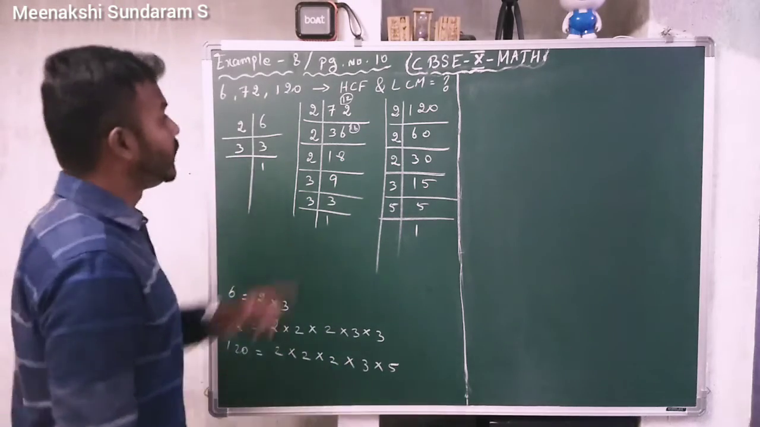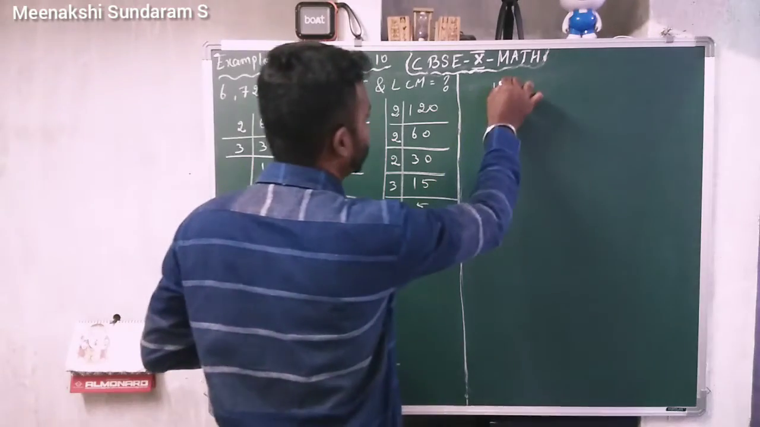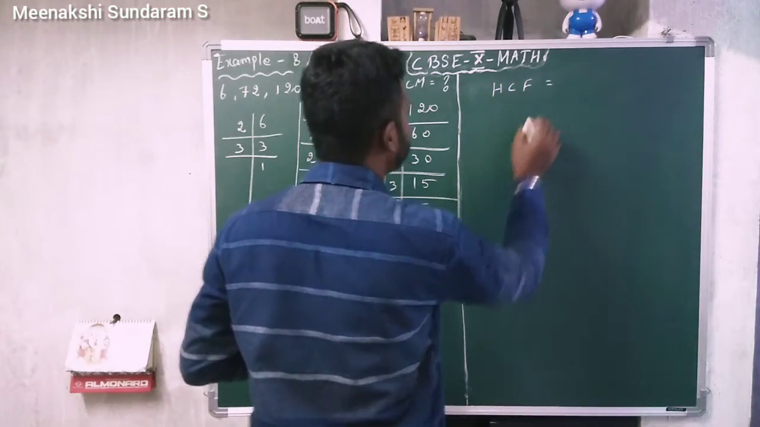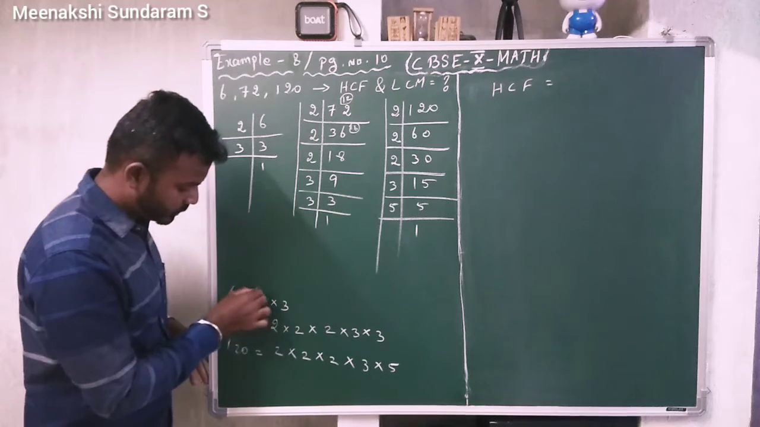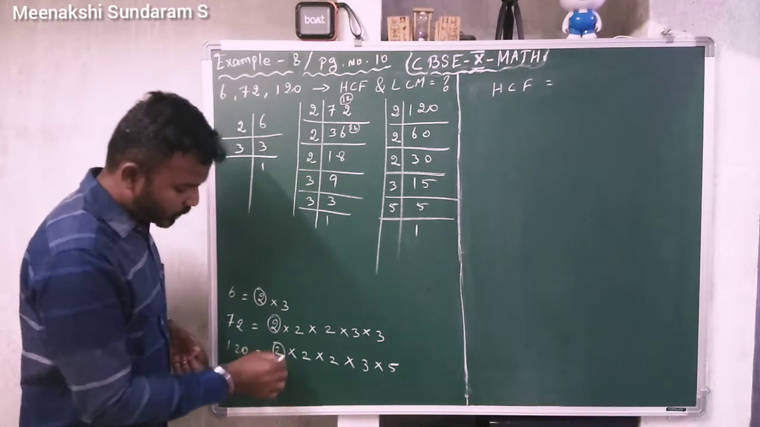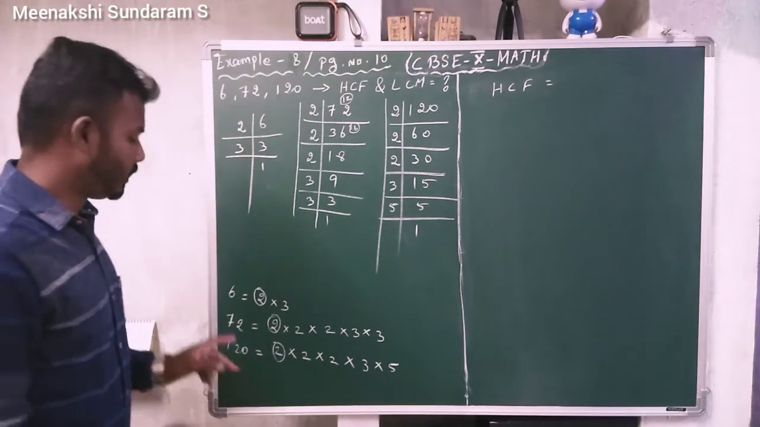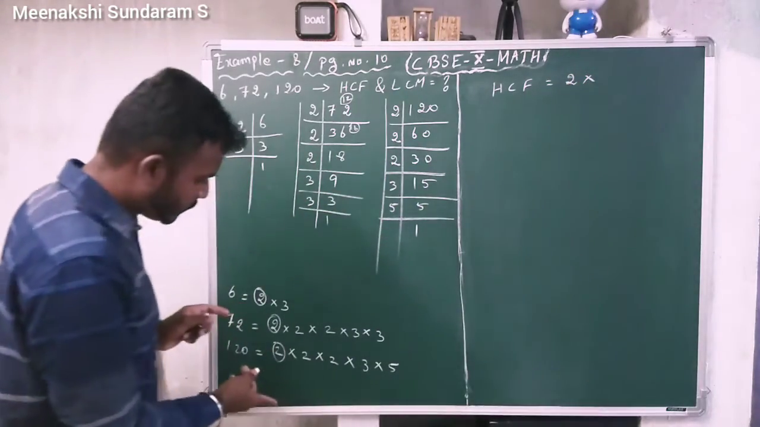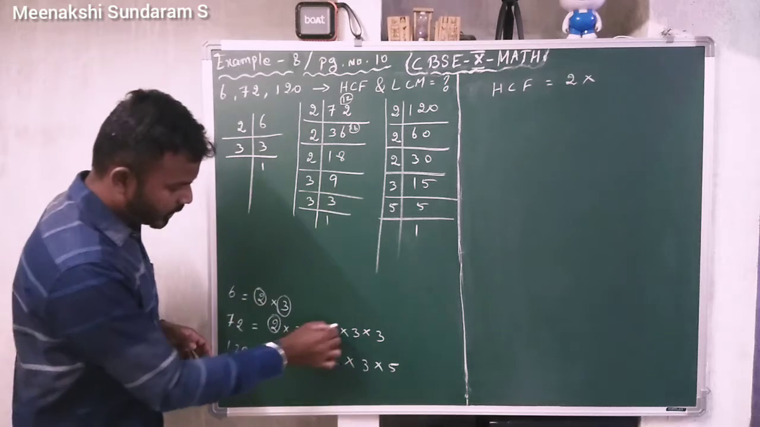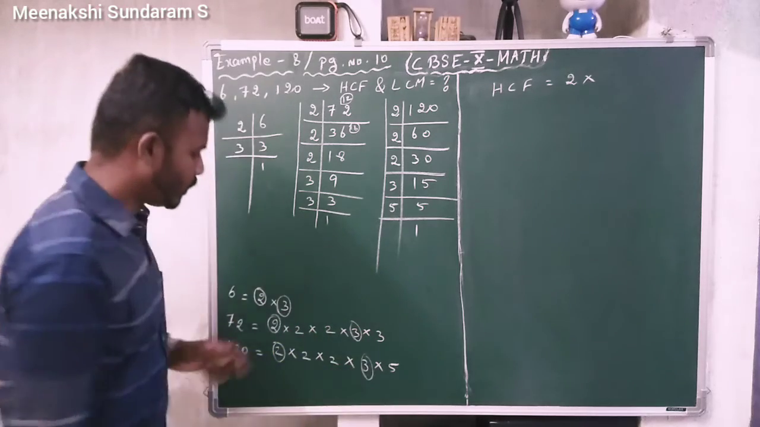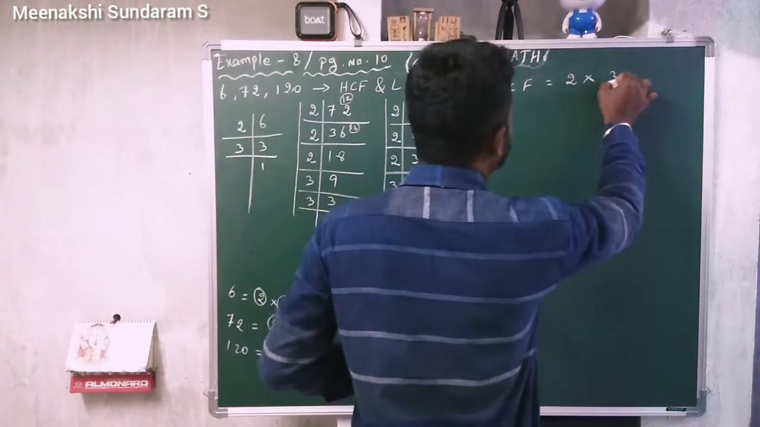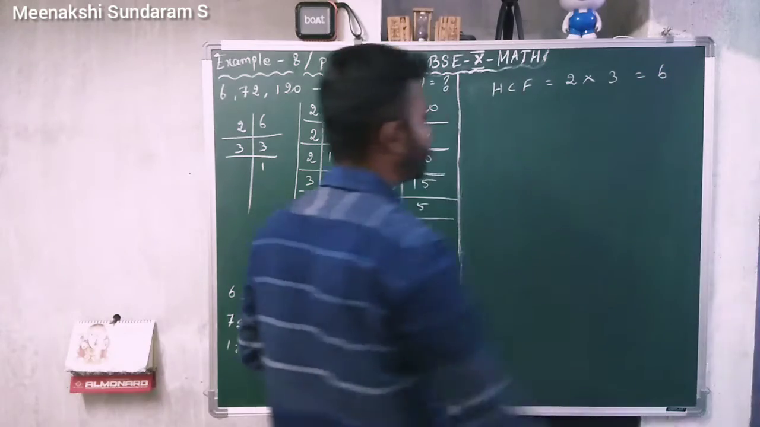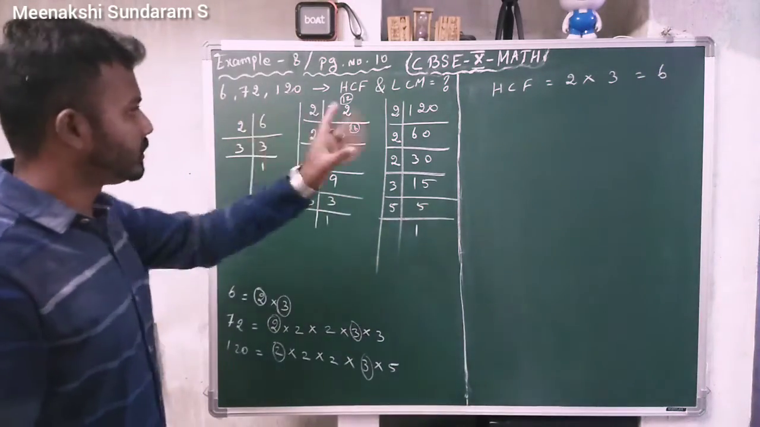So first we can find the HCF of the numbers. HCF means highest common factor. First find out the common factors. In these 3 numbers, 2 is common, so first write a 2. Next, 3 is also common, so write 3. 2 threes are 6 is the answer. So the HCF of these 3 numbers is 6.